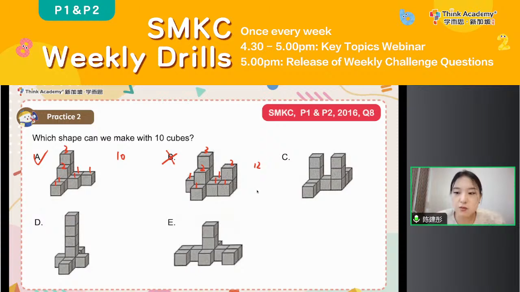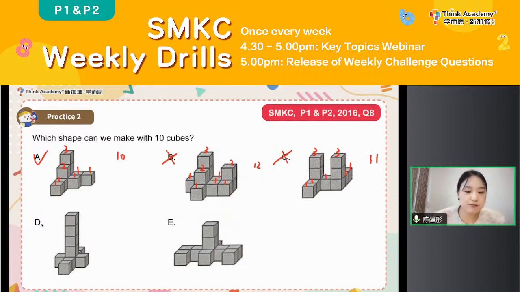Then let's have a look. How about option C? This time we try the Botman method again. 1, 1, 1, 1, 1, and then 3, 3. This time we got how many? Everyone, quickly calculate. 11, right? Okay, everyone, 11. Okay, so this one cannot.